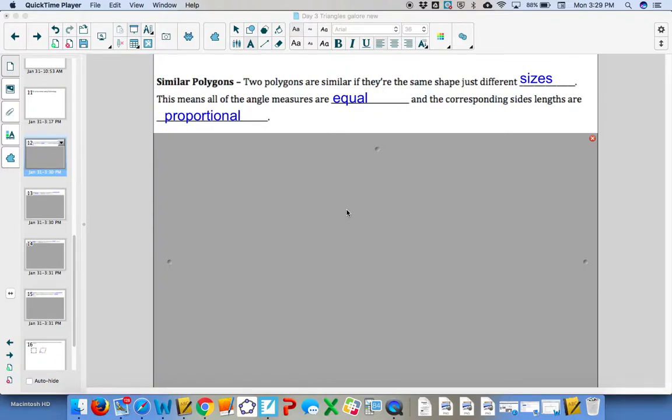So today we have learned about similar polygons and some shortcuts that can be used for triangles. We've already discussed in previous lessons that two polygons are similar if they're the same shape but different sizes. And the actual definition that we're using is that the corresponding angle measurements are equal and the corresponding side lengths are proportional.